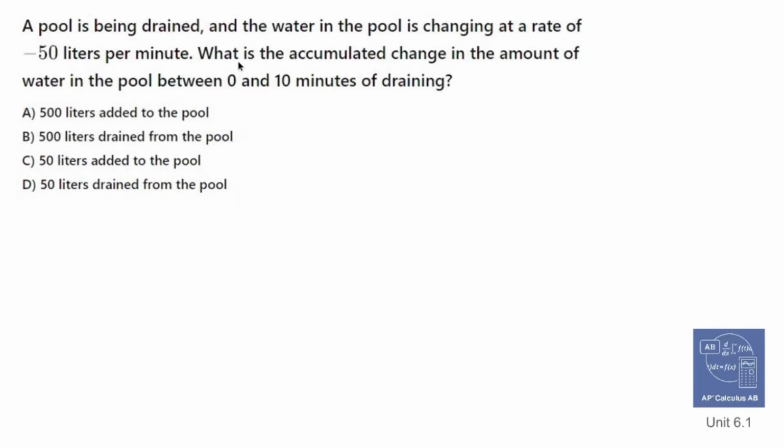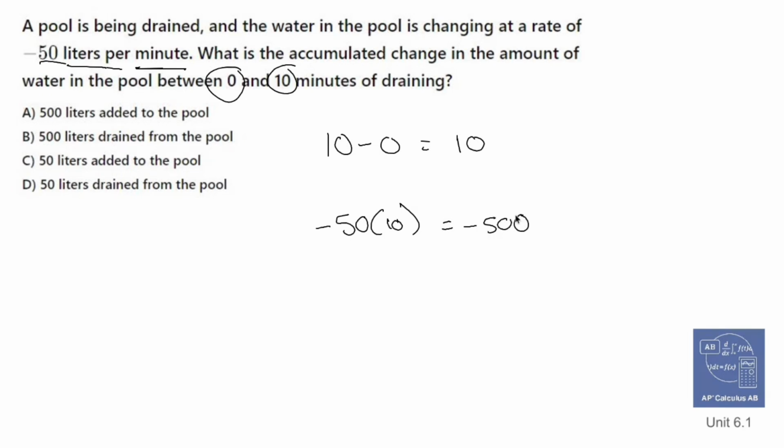A pool is being drained and the water in the pool is changing at a rate of 50 liters per minute. What is the accumulated change in the amount of water in the pool between 0 and 10 minutes? Well, 10 minus 0 is 10. And it appears to me that you're losing 50 per 10, so negative 50 times 10, negative 500. 500 liters drained from the pool.